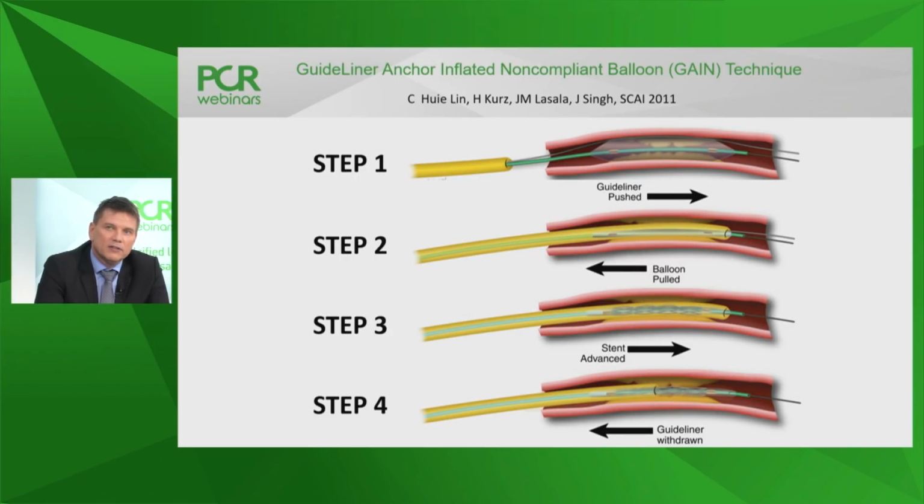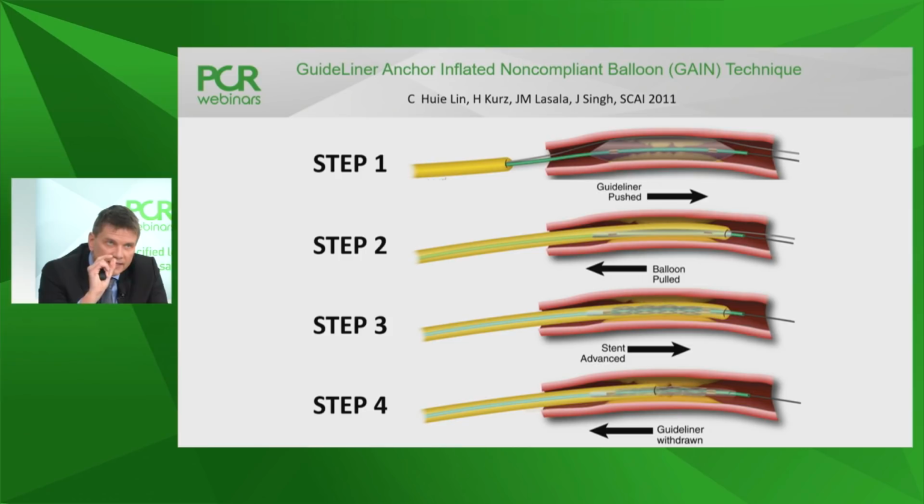This technique is called the GAIN technique, and what you use is a guide liner. Basically, you introduce a guide liner in your catheter, then you push the balloon into the lesion, and you use the balloon as an anchor to forward your guide liner. And once you reach the balloon with the guide liner, you deflate the balloon and push the guide liner over the balloon, advance the balloon again, and repeat this maneuver until you are where you want to be. And once the guide liner is in position, you can place your stent, pull the guide liner back as seen in step 4, and then you nicely delivered the stent.